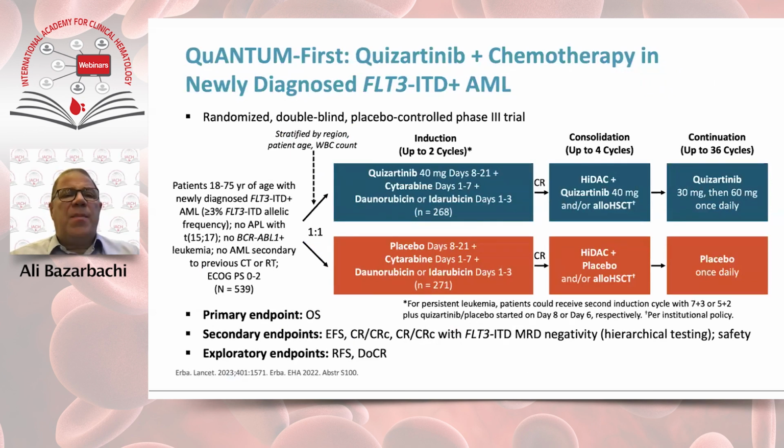A more recently published study was the QuANTUM-First study using quizartinib plus chemotherapy in newly diagnosed FLT3 ITD AML. Again, randomized double-blind placebo-controlled trial. And you can see here, quizartinib was used with dauno or ida plus cytarabine during induction, together with high-dose cytarabine during consolidation, as well as during maintenance.